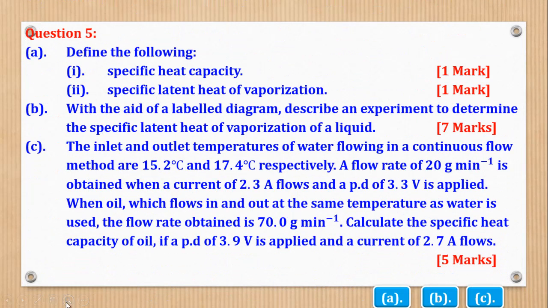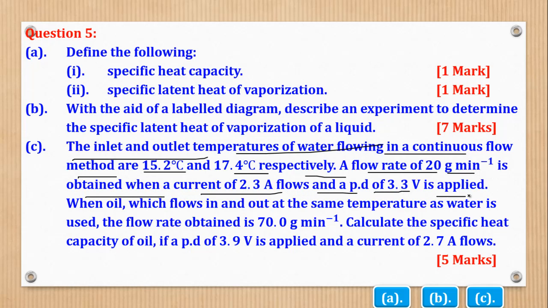Part C says the inlet and outlet temperatures of water flowing in a continuous flow method are this and this respectively. A flow rate of 20 grams per minute is obtained when a current of this flows and a PD of this is applied. When oil, which flows in and out at the same temperature as water, is used, the flow rate obtained is this. Calculate the specific heat capacity of oil if the PD of that is applied and current of that flows.